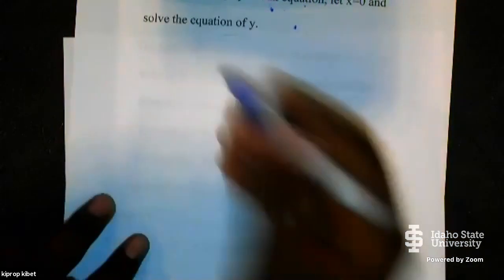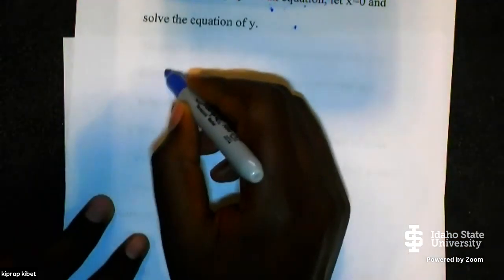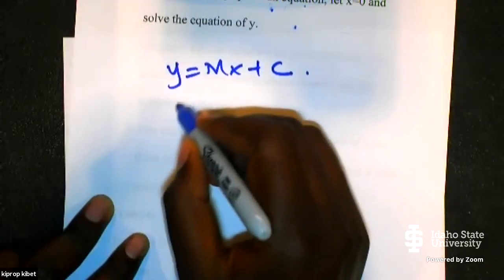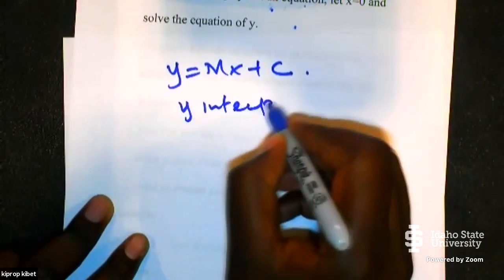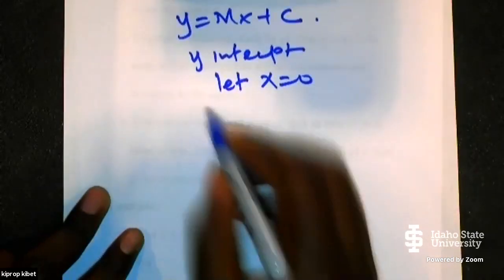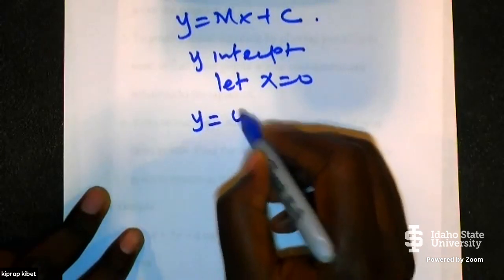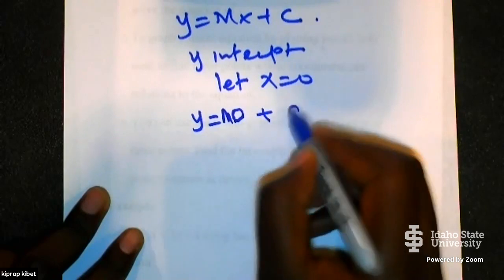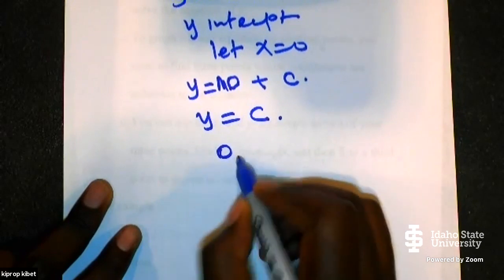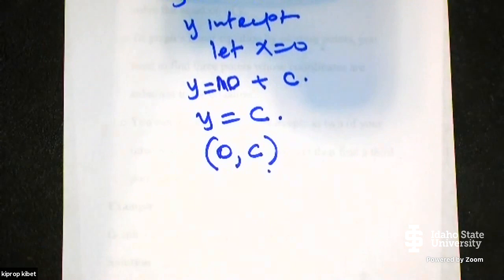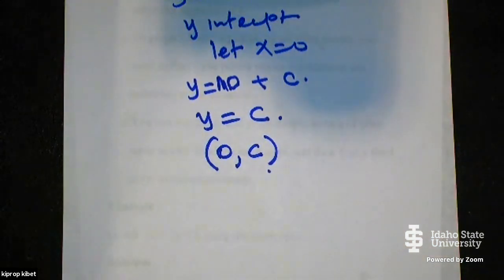which is the y-intercept, for y equals mx plus c, we let x equal 0. So y equals m times 0 plus c. So y equals c. So our point now will be 0, and then c. Our next point is 0 and c.